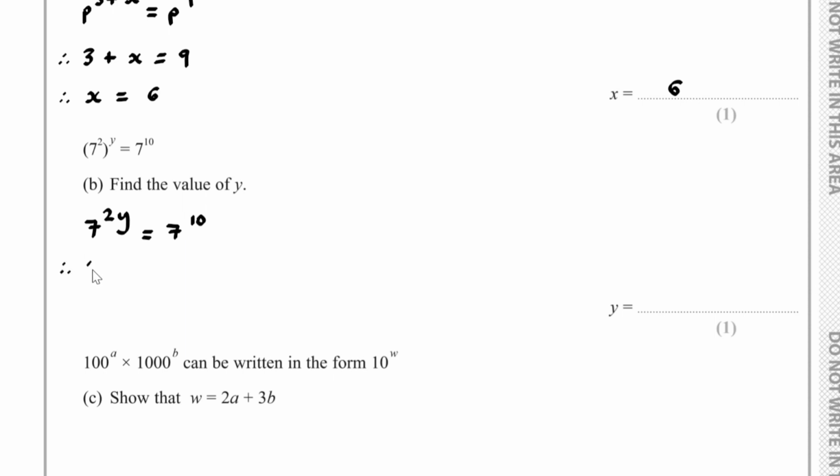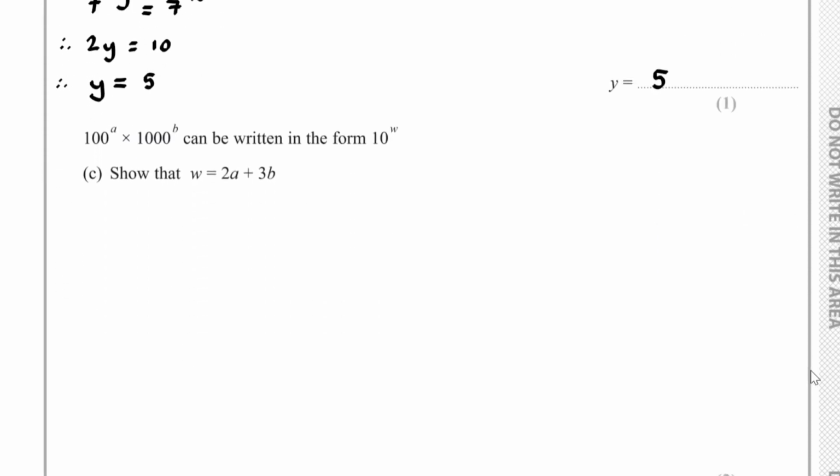So we've got 2y, which is 10, y, which is 5. And then for the next part, we've got 100 to the a times 100 to the b, which can be written in the form 10 to the w. We have to show that w is equal to 2a plus 3b.